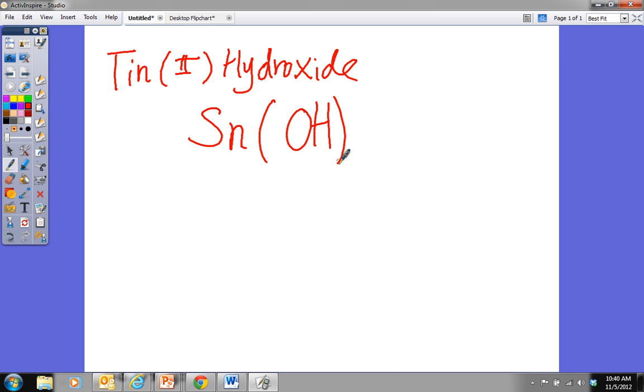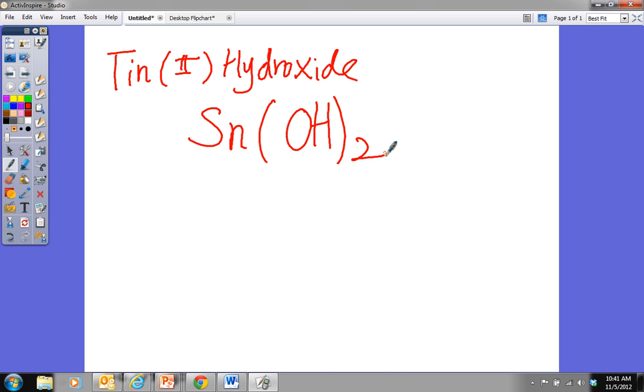Put the parentheses around hydroxide because tin has a positive 2 charge. OH minus has what charge, everyone? Negative 1. Good. Balance it out. Sn(OH)2. So, let's go ahead and figure out the masses.